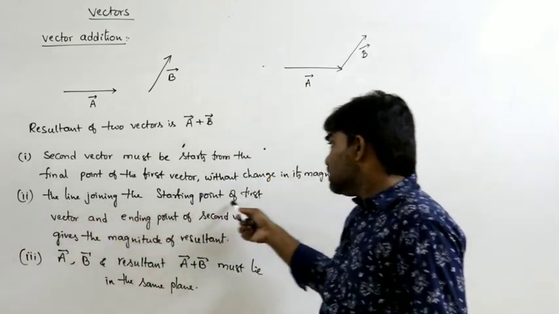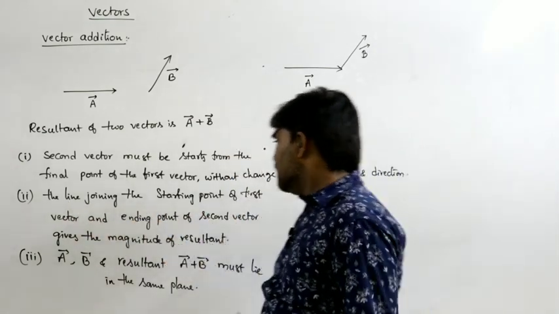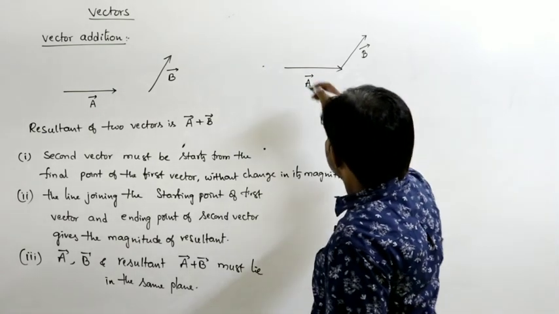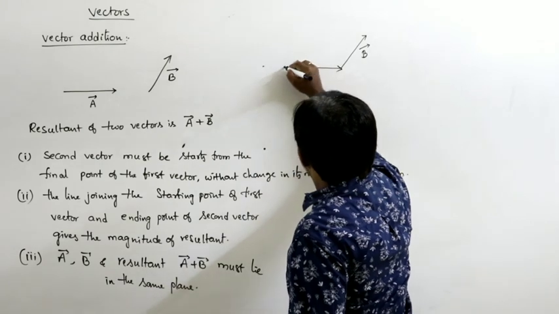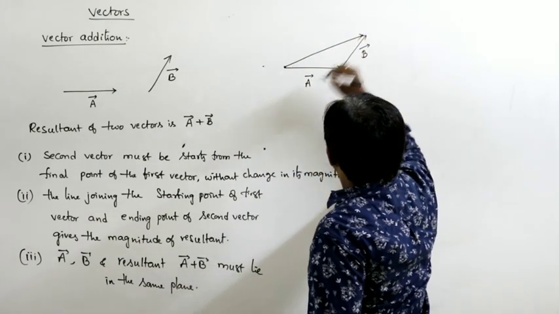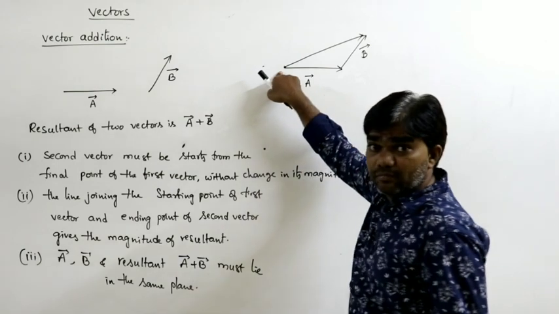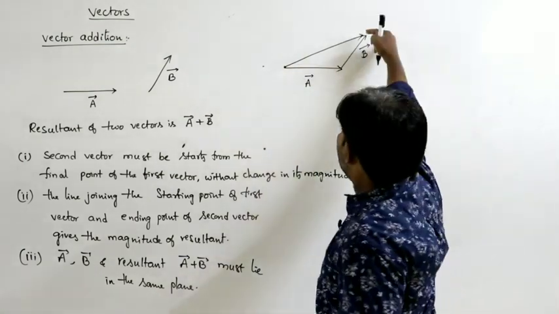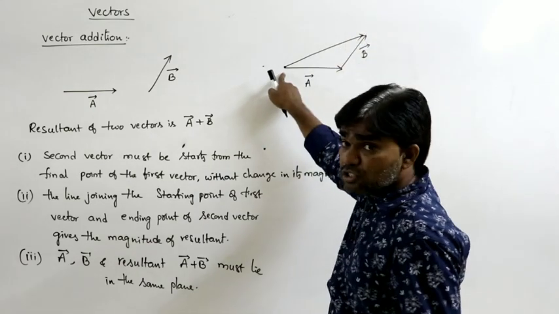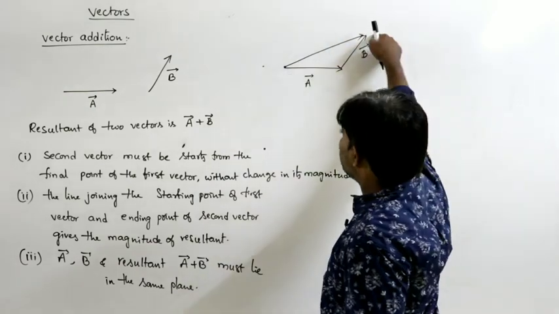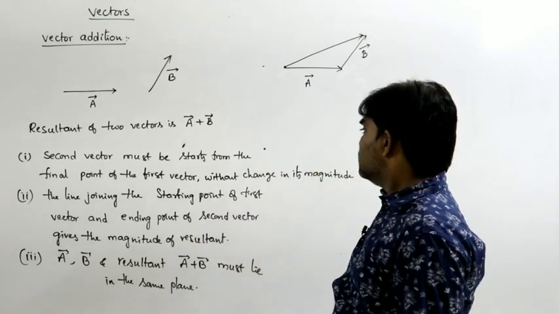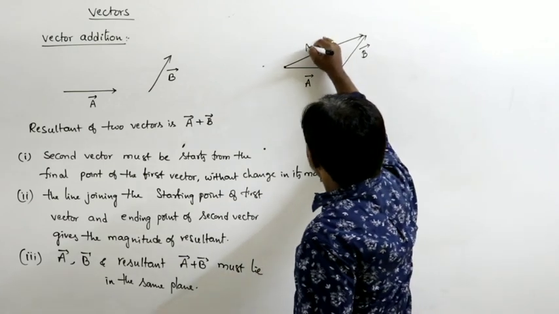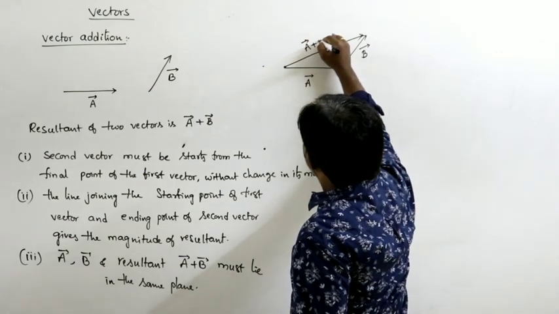Next, what is the second point? The line joining the starting point of the first vector and the ending point of the second vector gives the magnitude of the resultant. It gives the resultant. So this gives A bar plus B bar.